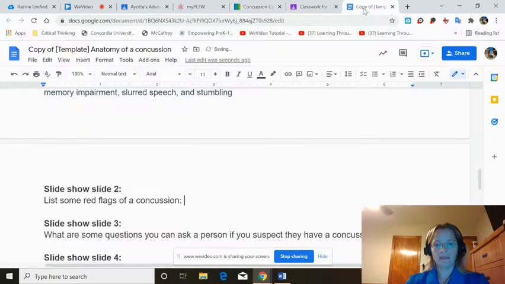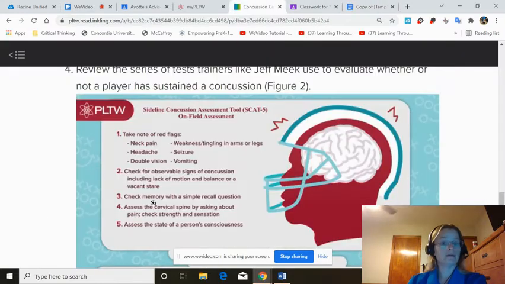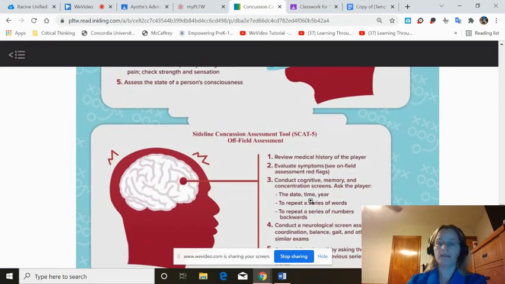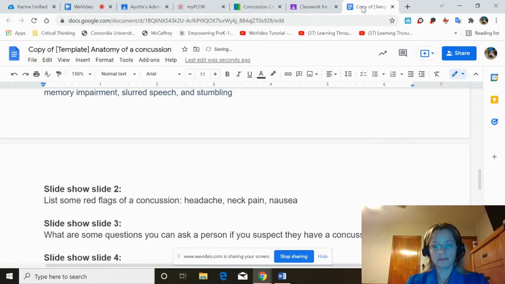That's a lot. So I'm going to put headache, neck pain, nausea. I'll leave it at that. There's more. So questions you can ask if they are having a concussion, if you think they are. So here we go. Check memory with a simple recall question. So recall questions. The date, the time, the year, a series of words.